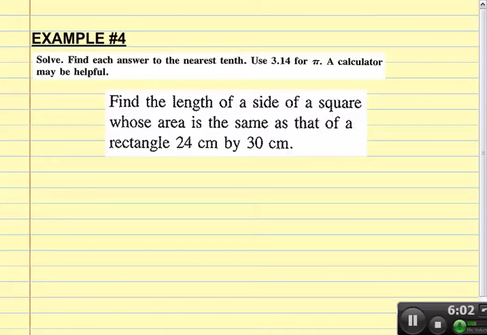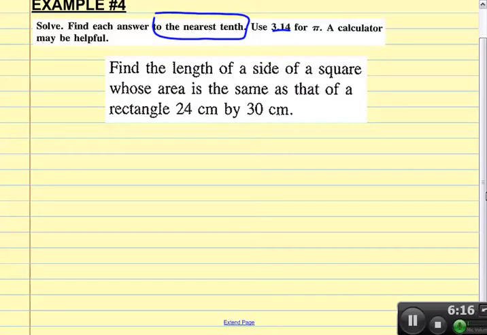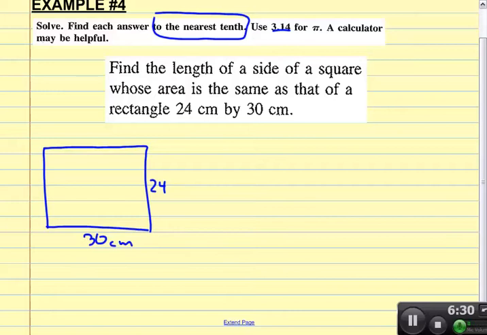Solve. Find each answer to the nearest tenth. Okay, I'm using my calculator. Use 3.14 for pi if I need to. A calculator may be helpful. I think it will be. Find the length of a side of a square whose area is the same as that of a rectangle 24 by 30 centimeters. Okay, so I've got a rectangle that is 24 by 30 centimeters.